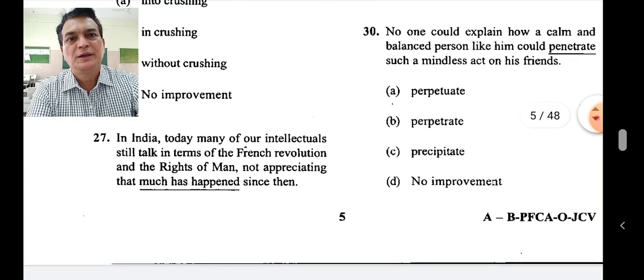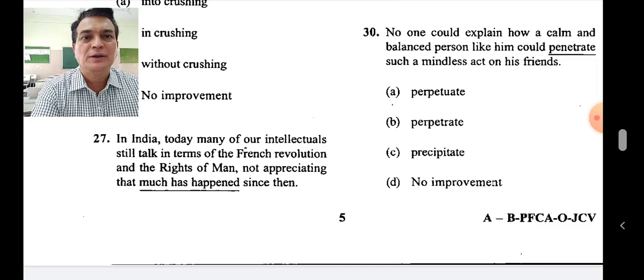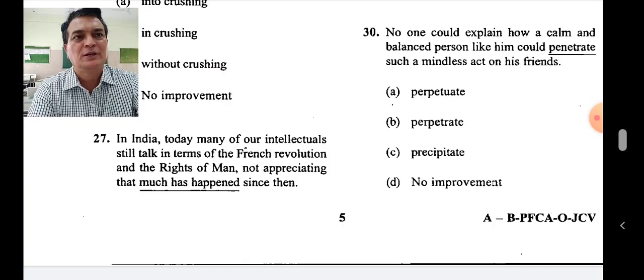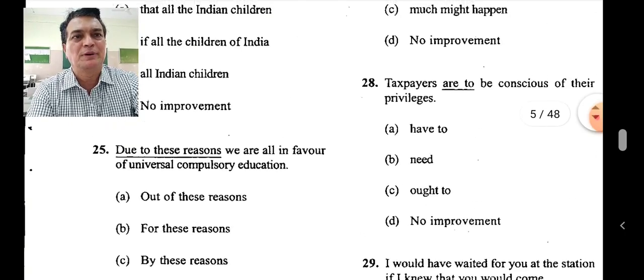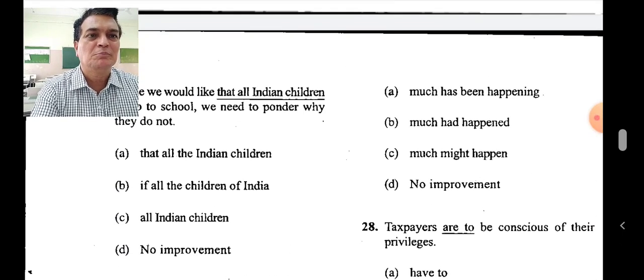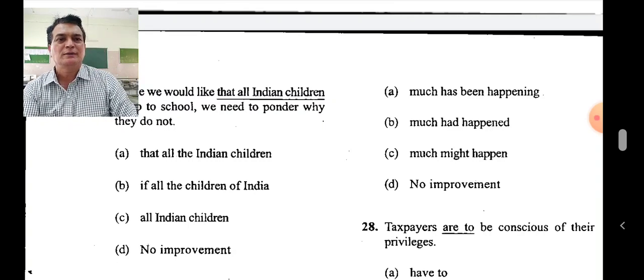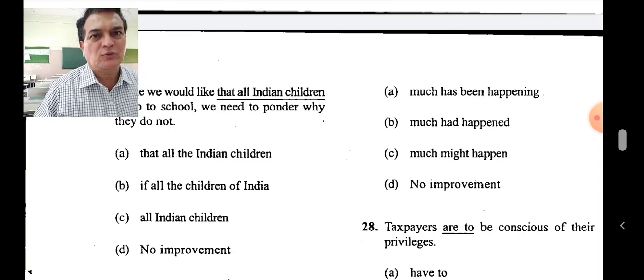27th. In India today, many of our intellectuals still talk in terms of the French Revolution and the rights of man, not appreciating that much has happened since then. So what will come in place of much has happened? So much has happened. Much has been happening, much had happened, much might happen, no improvement. So the option for that, question number 27.